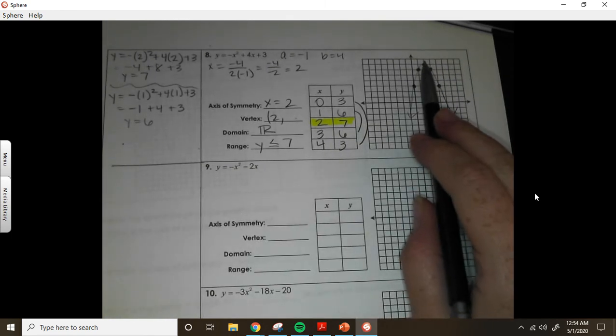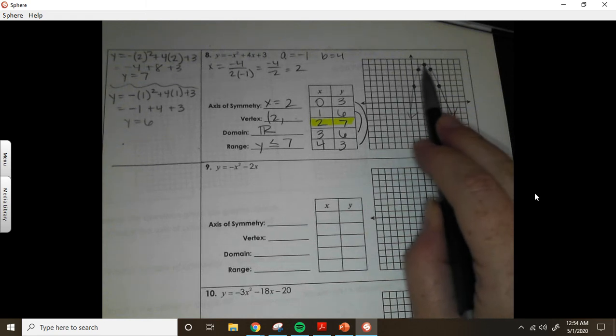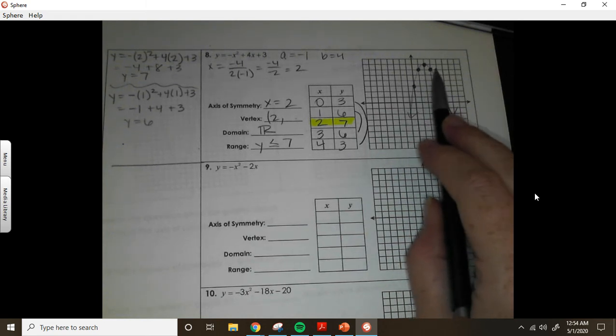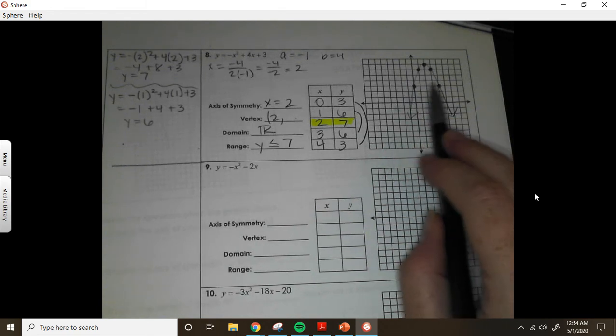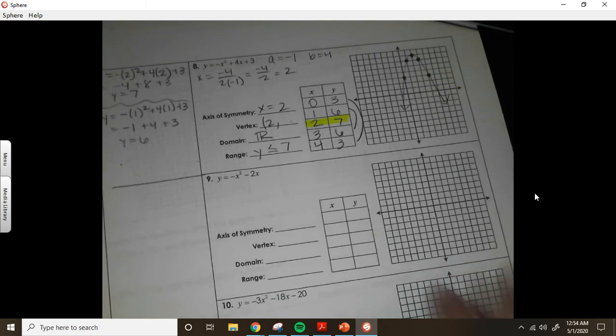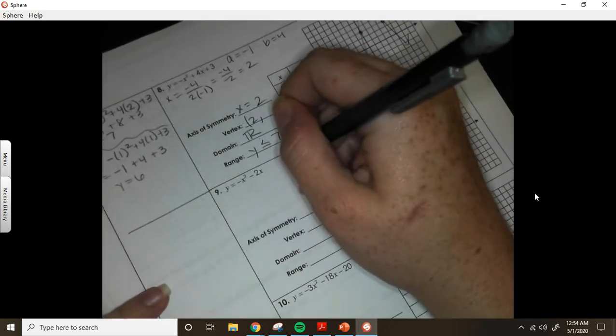Here's your vertex. Axis of symmetry means that this is a mirror image. This is equidistant from the axis of symmetry. That's how you know your point is right across from it. That's how you know this point is 4 spaces across from this point. Okay? We've got 3 more fun-filled problems.